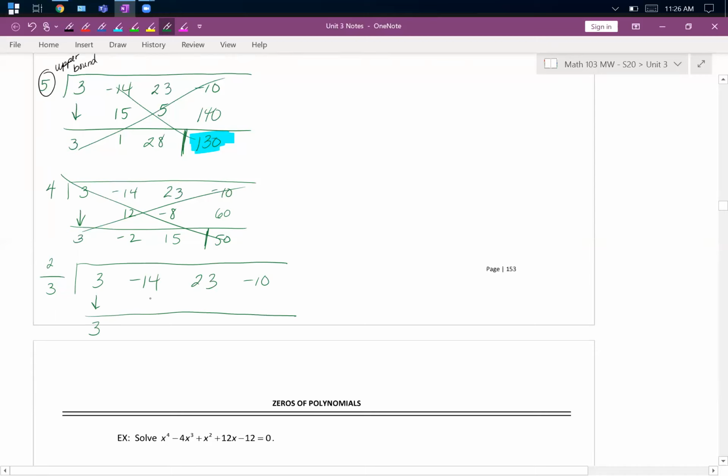2/3 times 2 is 2, so that's a negative 12. Negative 8, which is 15, and then 10, there we go, 0.